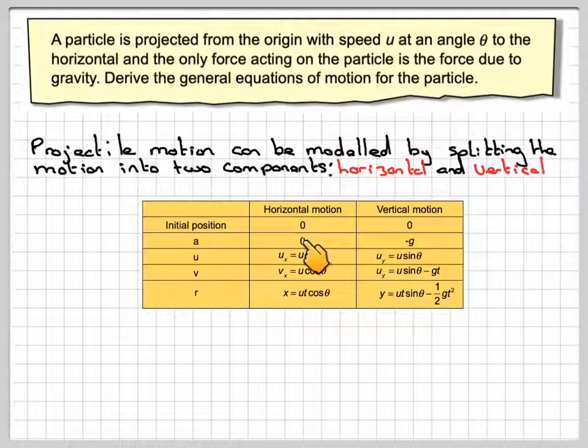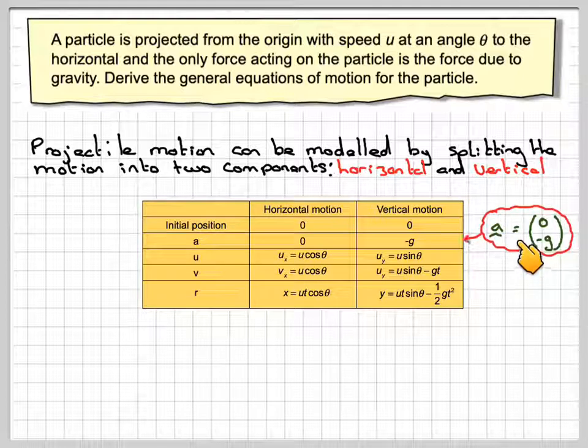It's (0, 0). The only force acting on the particle is gravity, so the acceleration can be written as a vector (0, -g). Now the initial velocity will be u, the x component will be u cos theta, and the y component will be u sin theta.